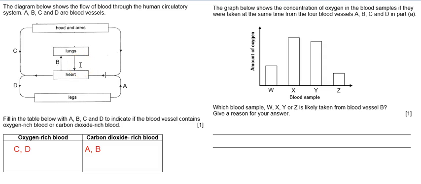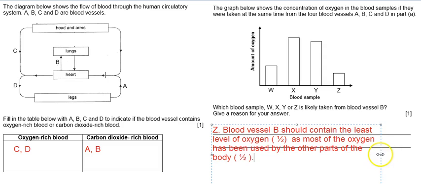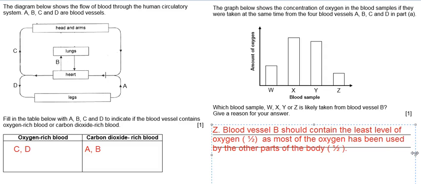And likewise, at the lungs, when all the carbon dioxide is released, the lungs will absorb the most amount of oxygen it could. When it has the most amount of oxygen it could, it goes back to the heart so that it can be pumped to all the rest of the body. Alright, but by the time it reaches B, the amount of oxygen would be the least. Therefore, the answer for this is quite easy. The answer for this would be Z. The amount of oxygen would be lowest at Z, because blood vessel B should contain the least level of oxygen, as most of the oxygen has been used up by the other parts of the body. Alright, that's why it's going back to the lungs to get even more oxygen.